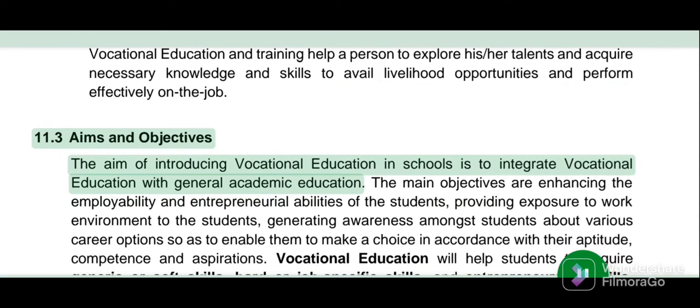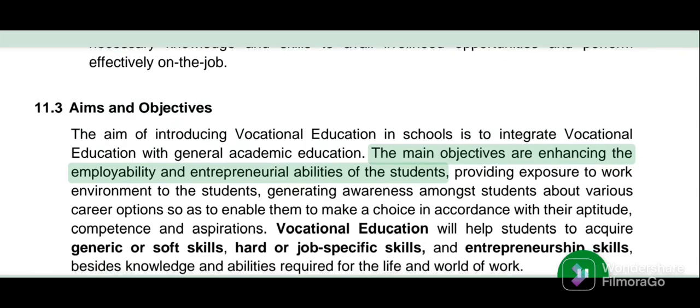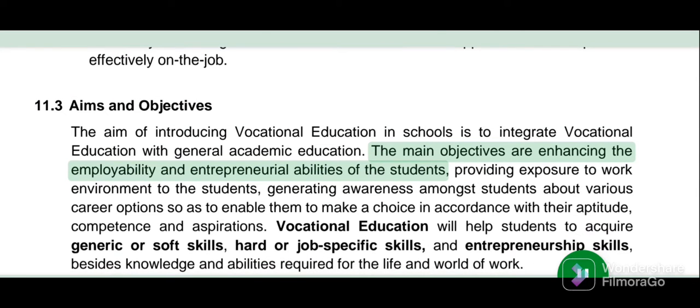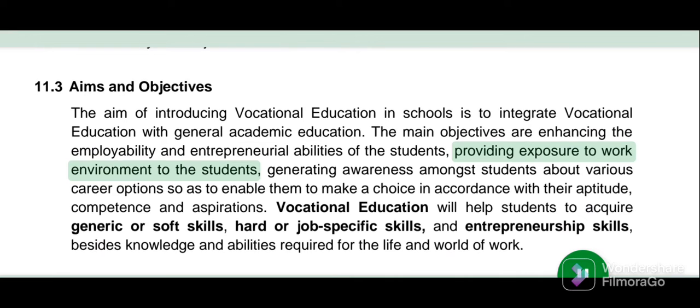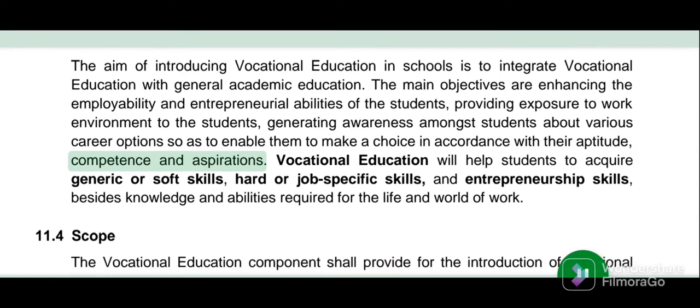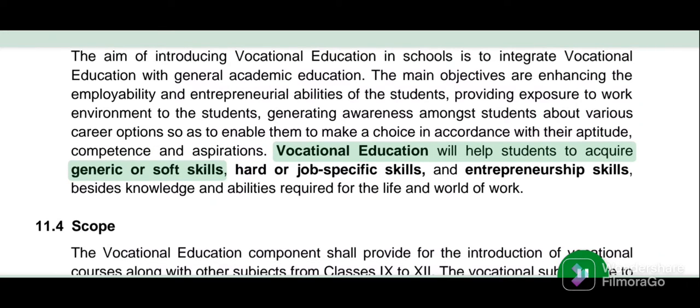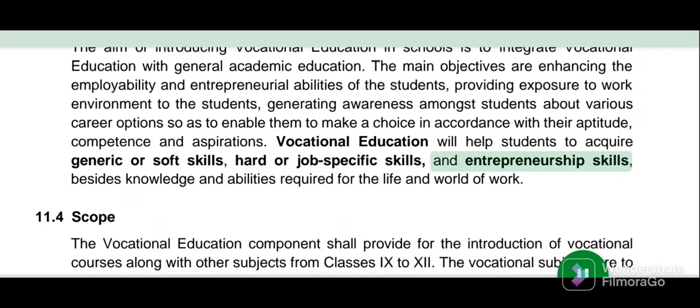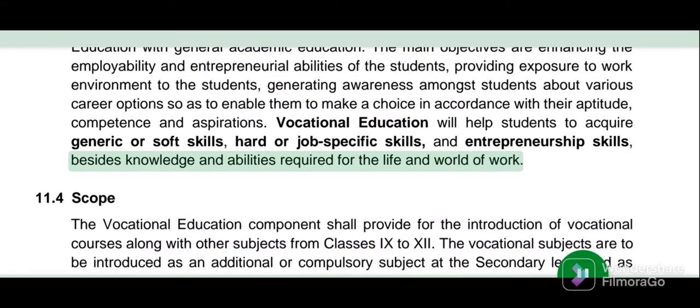11.3 Aims and Objectives. The aim of introducing vocational education in schools is to integrate vocational education with general academic education. The main objectives are enhancing the employability and entrepreneurial abilities of the students, providing exposure to work environment to the students, generating awareness amongst students about various career options so as to enable them to make a choice in accordance with their aptitude, competence and aspirations. Vocational education will help students to acquire generic or soft skills, hard or job-specific skills, and entrepreneurship skills, besides knowledge and abilities required for the life and world of work.